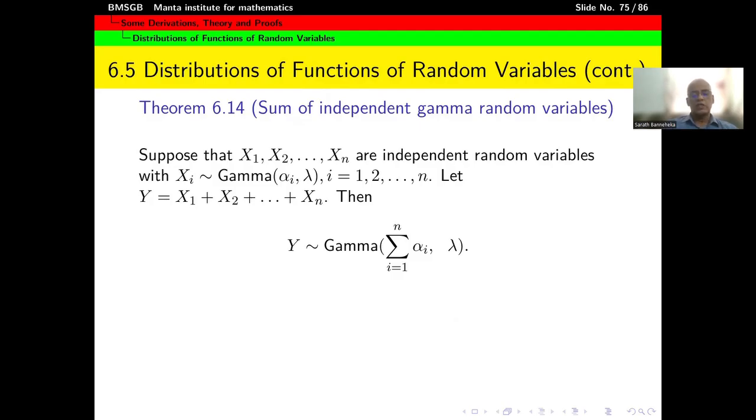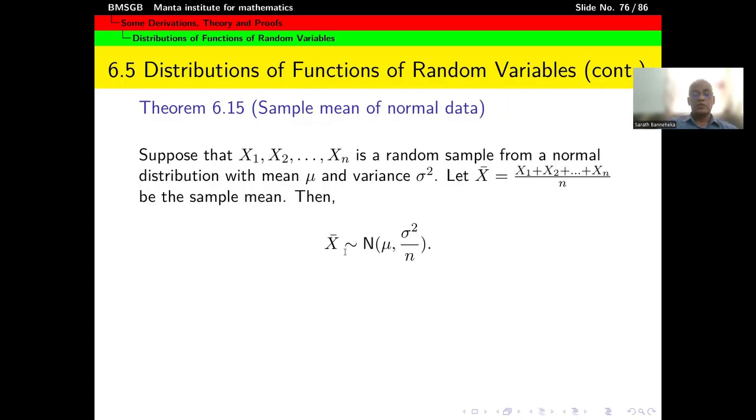So if you have a situation like that, several gamma distributions with possibly different shape parameters but with the same rate parameter, then again, using the moment generating function technique, you can show that the sum of the x's, say y, will again have a gamma distribution. Now the new shape is equal to the sum of the individual shape parameters, and the rate parameter is the same as the previous rate parameter. This again you can prove very easily using the moment generating function technique.